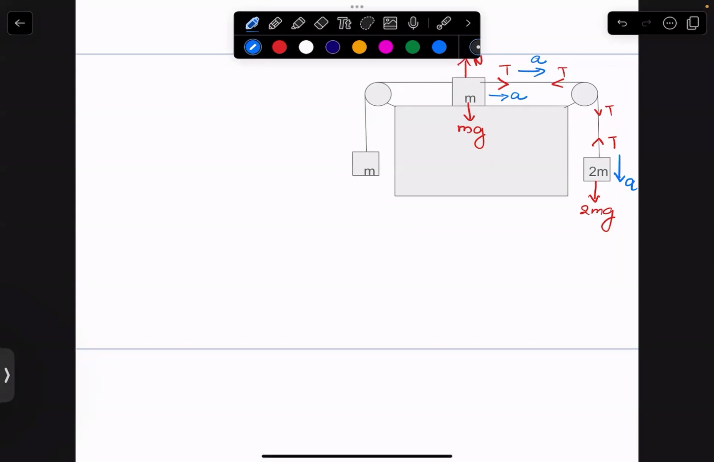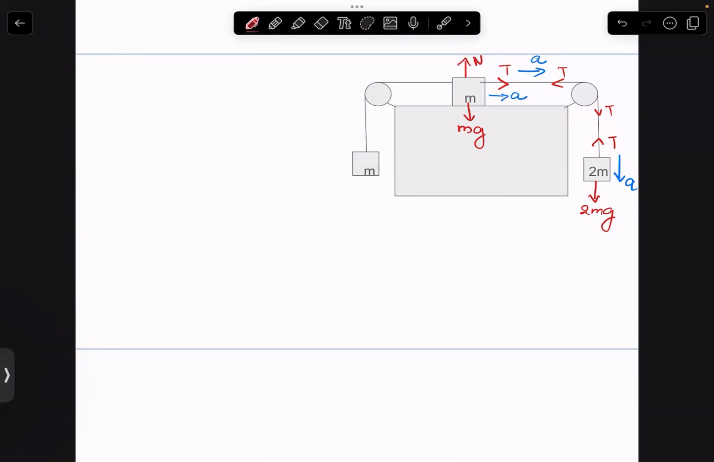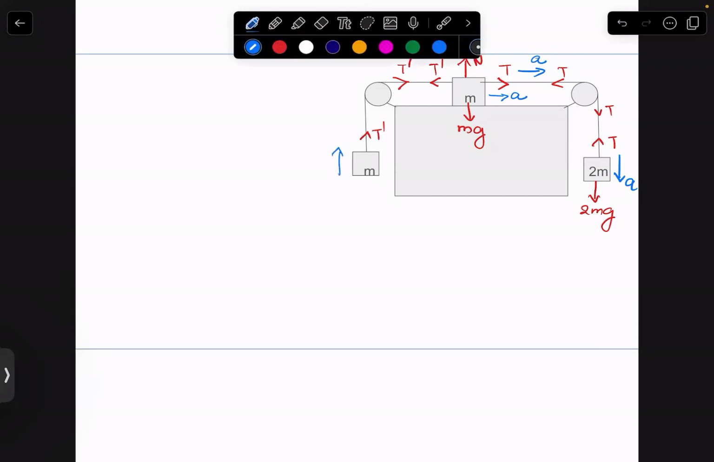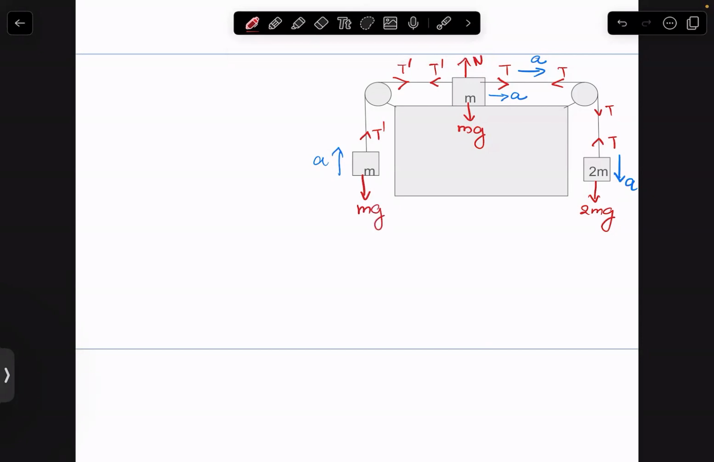Again, the string towards the right of this block M, what is happening? This is also being pulled, but the tension here is going to be T dash. This T dash is going to pull the string here also, so this T dash is going to pull this block upwards with an acceleration A, right? And there is the weight of this block acting, mg, right? So this is what is happening.